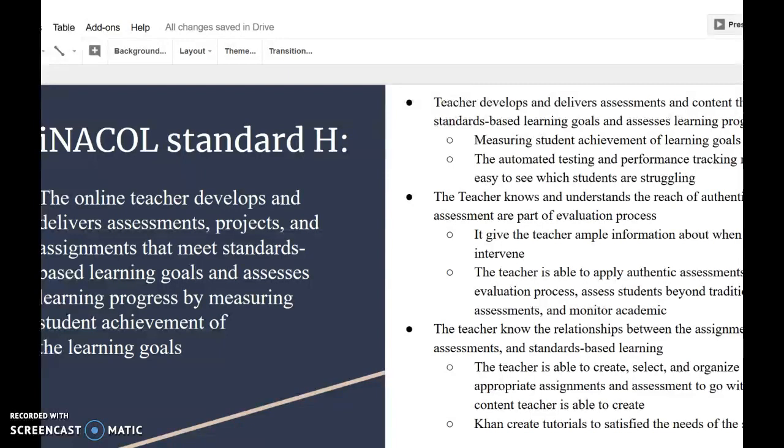The teachers know and understand how to reach for authentic assessment and are a part of the evaluation process. It gives the teacher ample information about when to intervene if the students need help or not, or when to go forward. The teacher is able to apply authentic assessment as part of the evaluation, assess students beyond traditional assessments, and monitor academic progress. The teacher knows the relationship between the assessment, the assignments, and the standards-based learning. So, for that, the teacher is able to create, select, and organize the appropriate assignments and assessments to go with the content.